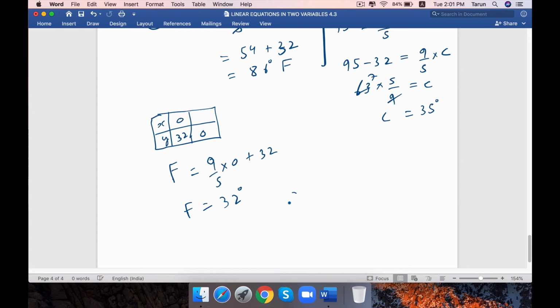When F is 0, what do we get? Let's try. 32 will go to the other side. I will get minus 32 into 5 upon 9 is equal to C. Now as you can see, we cannot solve it. It will not give me a perfect answer, but it will come in a decimal. So the decimal will be minus 17.8.